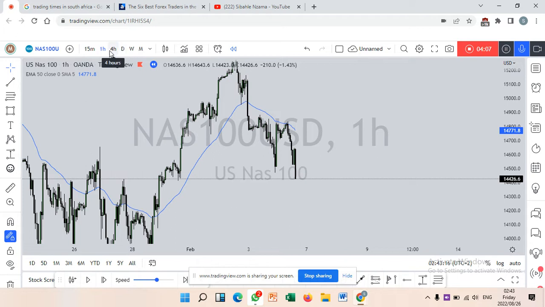We use the daily and 4 hour to find our supply and demand zones. Those are our macro time frames. By macro I mean big, and micro means small. So if you see me referring to macro time frame, macro zone, big time frame, big zone, or micro time frame, micro zone, micro entry, small zone, small entry, small entry candlestick, whatever, that's what I mean.